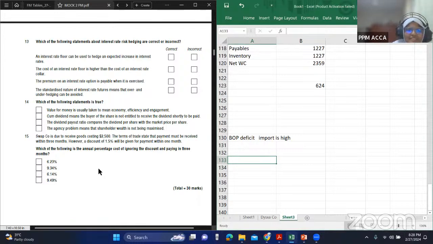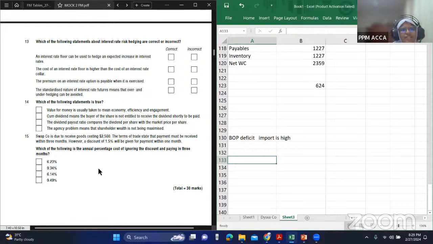The cost of an interest rate floor is higher than the cost of an interest rate collar. That's true, because collar means you get only a range of interest rates, whereas floor is fixed. So that is of course true. Just have to know that. The premium on an interest rate option is payable when it is exercised. Incorrect. Premium on an option, you have to pay it upfront. Whether you exercise it or not, that premium has to be paid.